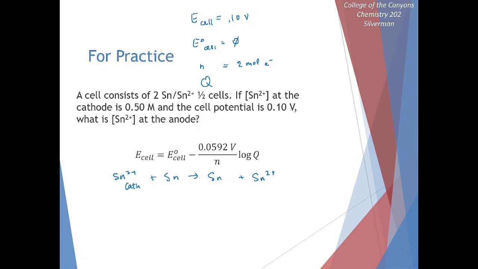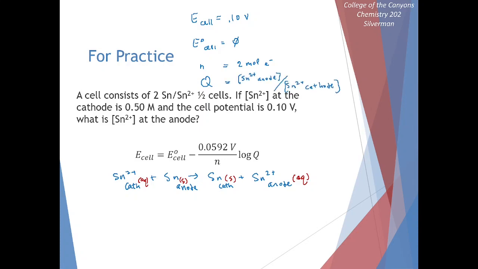We're going to have our reduction occur at our cathode. And so our tin 2 plus as a reactant is at the cathode. That's the one that's being reduced. Tin metal is turning into tin 2 plus at the anode. And so tin 2 plus at the anode is our product. If we remember to include our phases, our reaction quotient is, well, even easier than it initially looks. It's just our concentration of tin at the anode divided by our concentration of tin at the cathode.